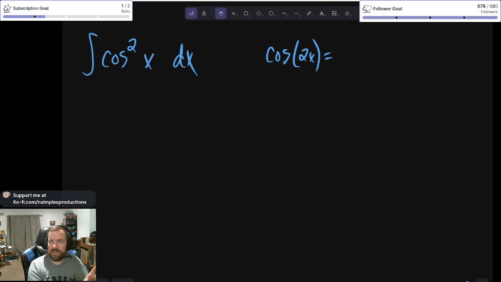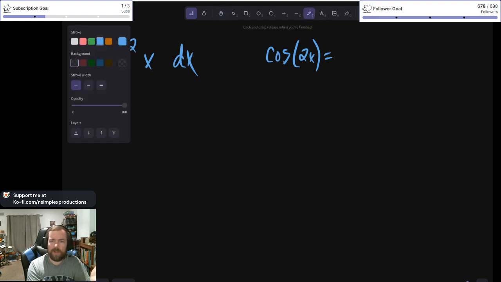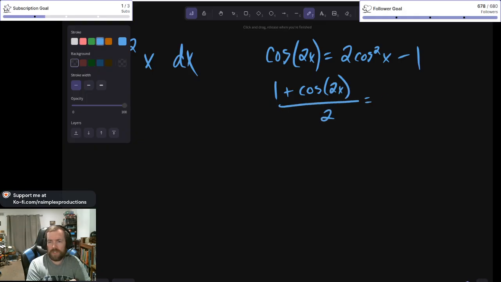I did this in the trig stuff that we were doing a while back, right? Cosine of 2x is equal to 2 cosine squared x minus 1. So this could be shifted around to make 1 plus cosine 2x all over 2 is equal to cosine squared of x. Much nicer.